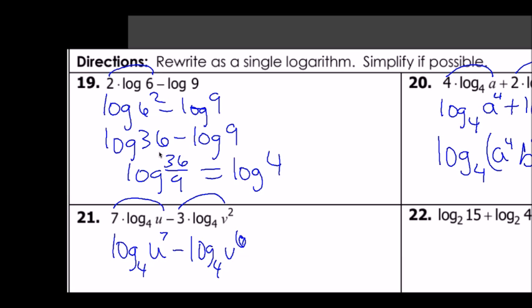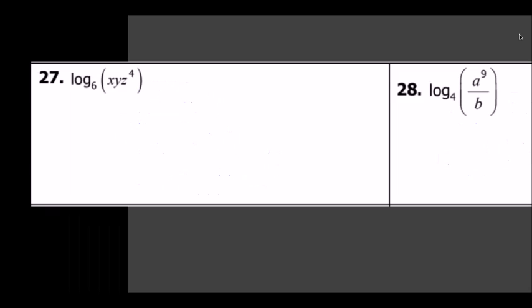Alright, so condensing log base 4, what's that going to look like? u to the 7 and then v to the 6, over? Yeah. Expanding is just working backwards.